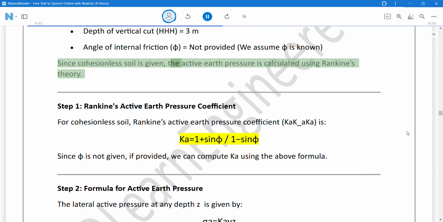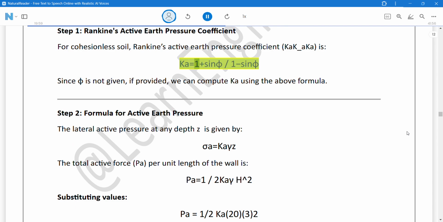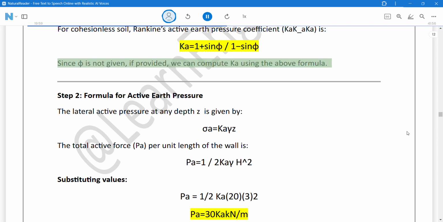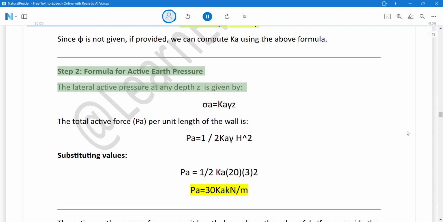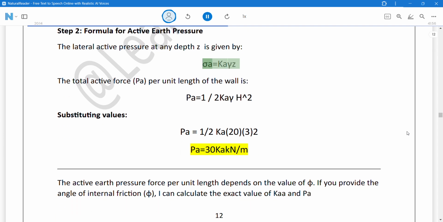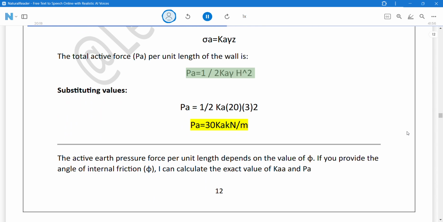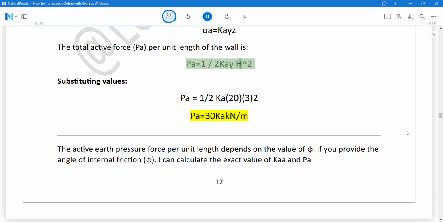Since cohesionless soil is given, the active earth pressure is calculated using Rankine's theory. Step 1. Rankine's active earth pressure coefficient for cohesionless soil is Ca equals (1 minus sin phi) over (1 plus sin phi). Since phi is not given, if provided, we can compute Ca using the above formula. Step 2. Formula for active earth pressure. The lateral active pressure at any depth z is given by sigma A equals Ca gamma z. The total active force per unit length of the wall is Pa equals 1/2 Ca gamma h squared.